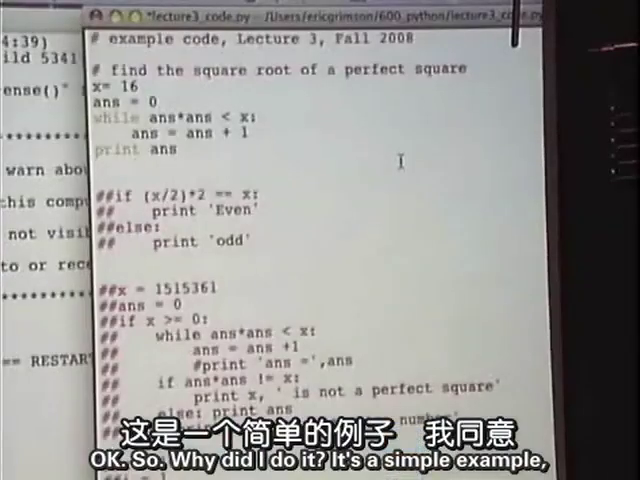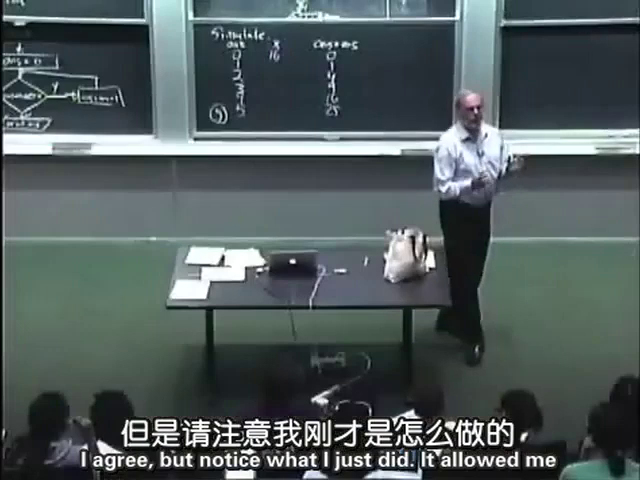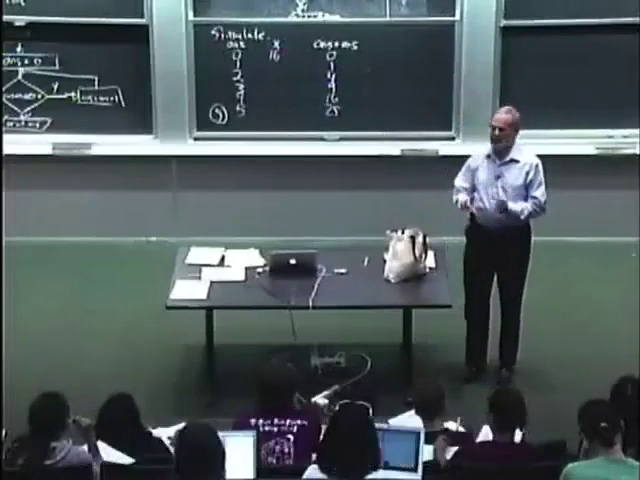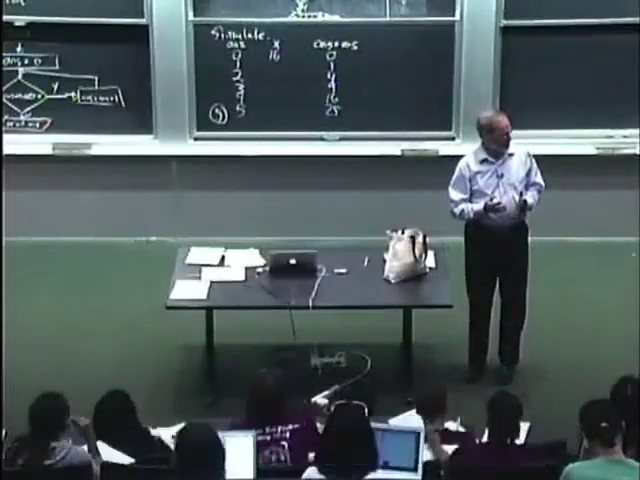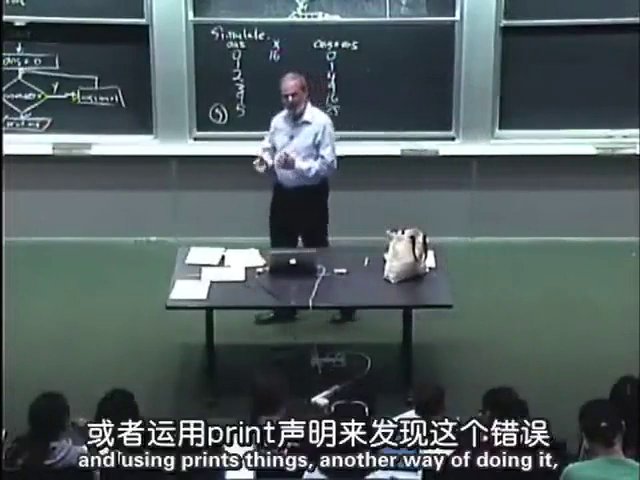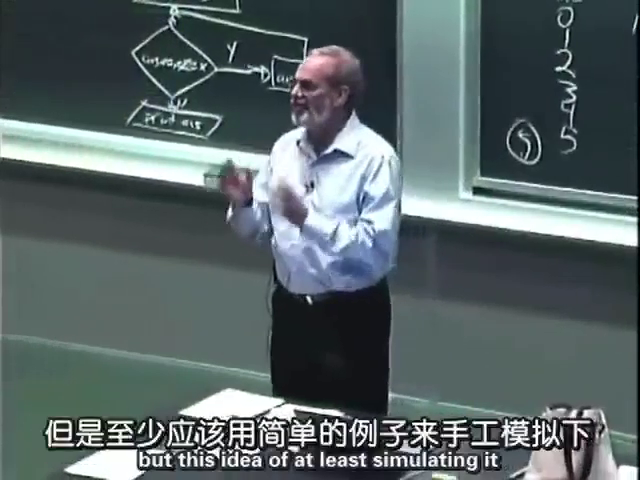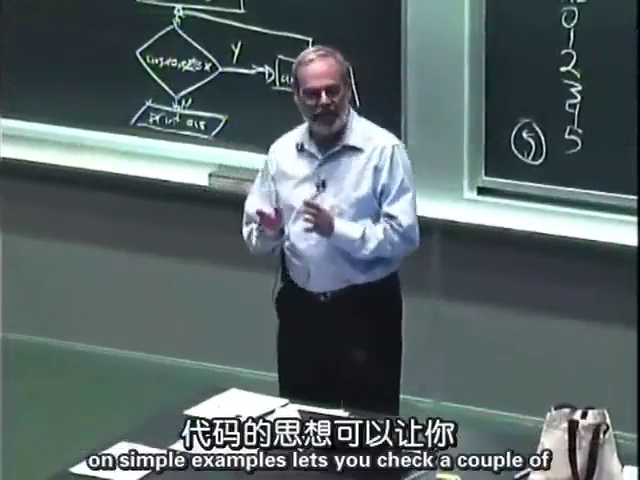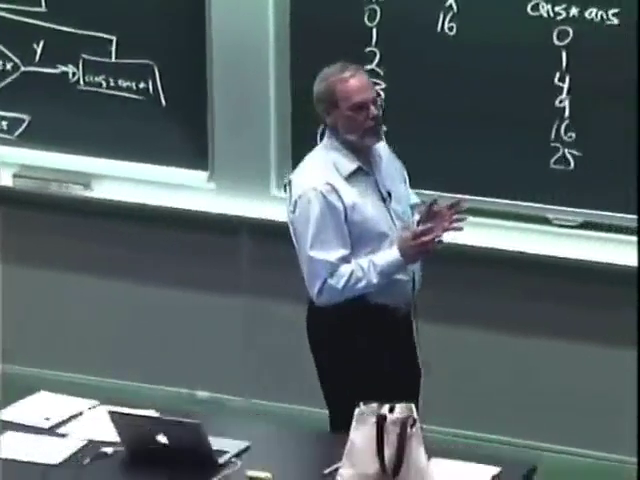So, why did I do it? It's a simple example, I agree. But notice what I just did. It allowed me to highlight, is the code doing the right thing? I spotted an error here. I could have spotted it by running it on different test sets and using print statements. Another way of doing it. But this idea of at least simulating it on simple examples lets you check a couple of important questions.